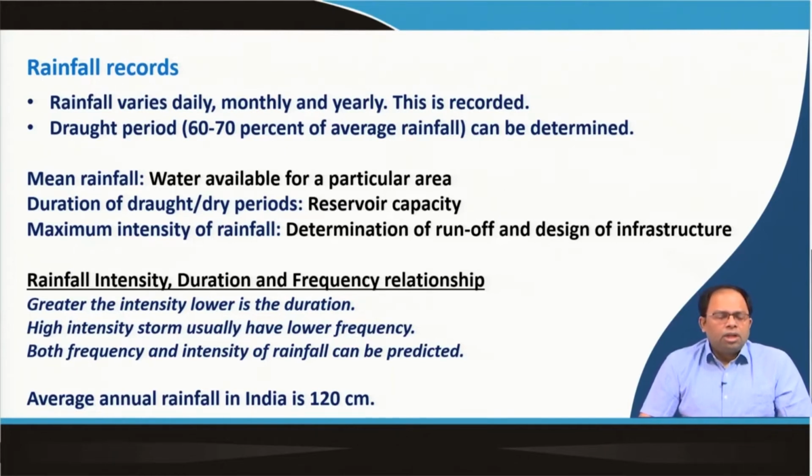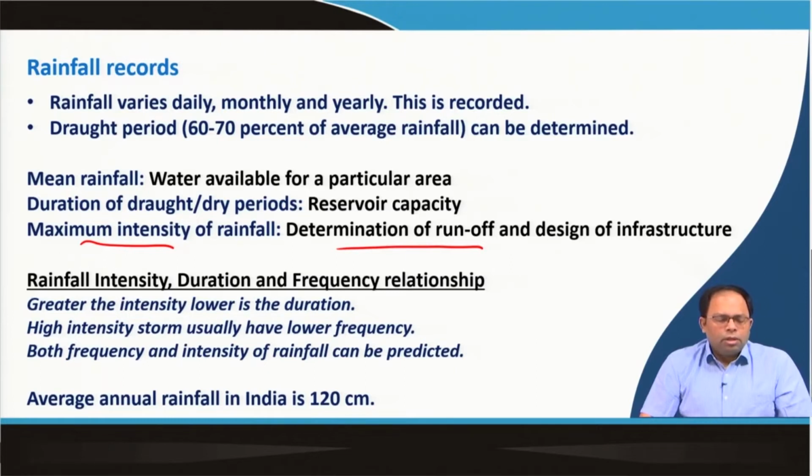Or we also need to understand the maximum intensity of rainfall. Why? Because maximum intensity means a rainfall event happened where the intensity was pretty high, and based on that we have to determine our drainage channels and so on. So, we have to determine the runoffs and design the infrastructure so that it does not cause floods, because floods cost a lot of money and also lives. So, that is why we need to record this kind of data sets in regards to rainfall.